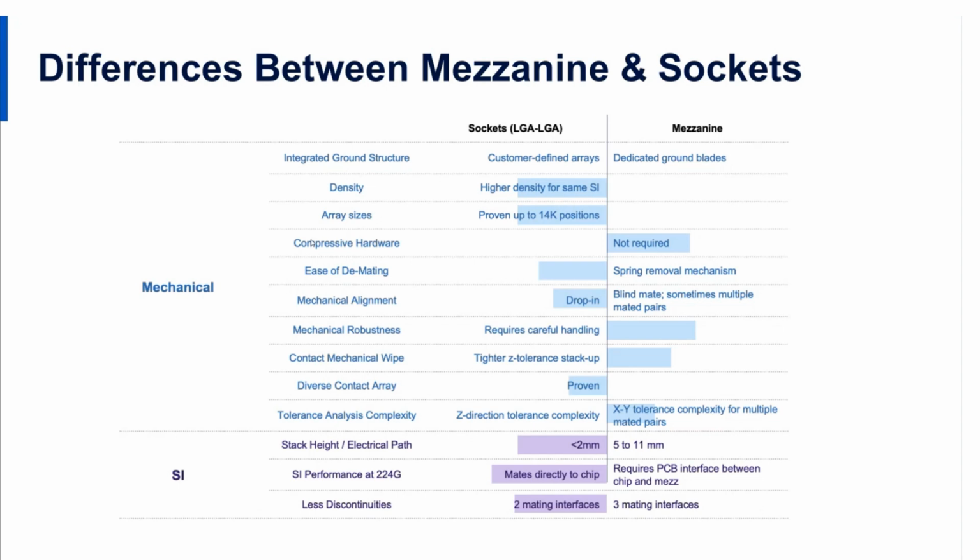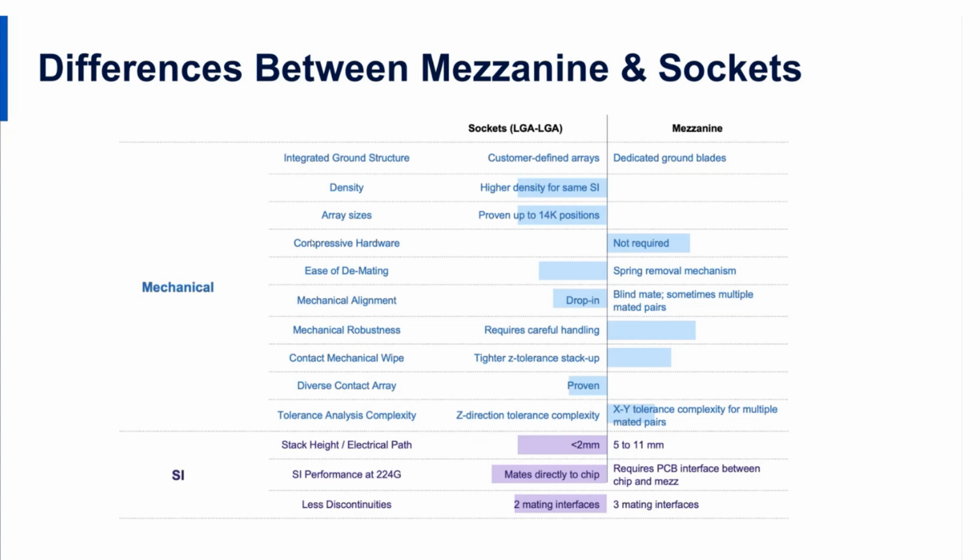Ease of demating, dual compression LGA to LGA sockets essentially just disconnect very easily. There's no damage to the board. They have just some simple alignment holes, whereas the mezzanine typically requires higher removal forces and is a little bit more difficult. Mechanical alignment, interposers just use a couple of plastic guide pins to align to the PCB, so it's rather simplistic. With the mezzanine connectors, typically have challenges with blind mating and sometimes multiple mated pairs.